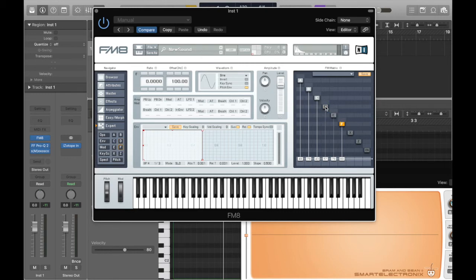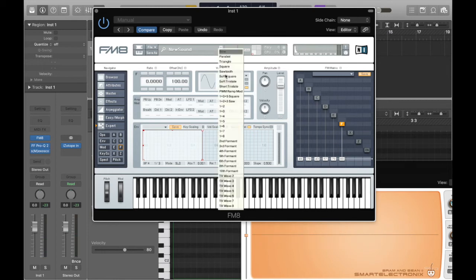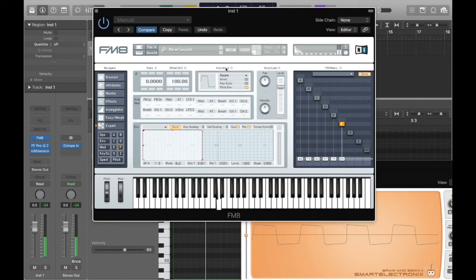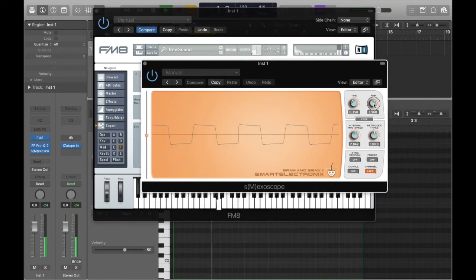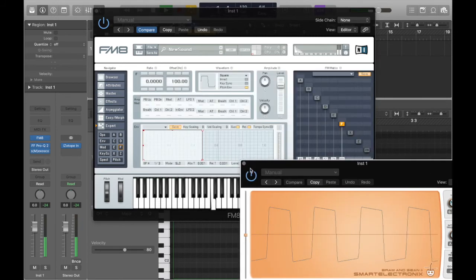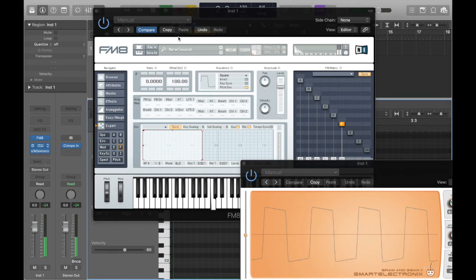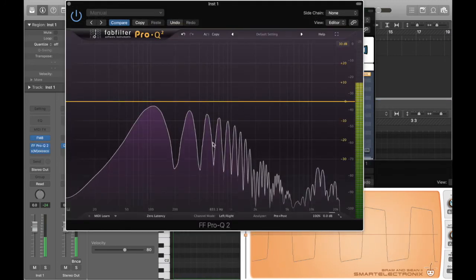Okay, so I'm just going to quickly turn off all these other oscillators. We're now left with F. Let's now look at what a square wave looks like. You can see in our oscilloscope it looks like a square wave, no surprise there. And how's it going to look in a frequency analyzer?